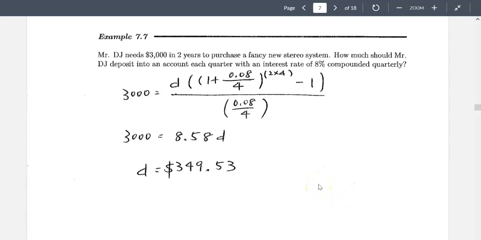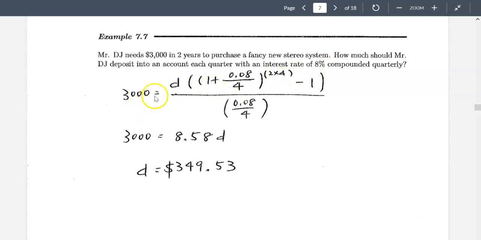Here's another example. Mr. DJ needs $3,000 in 2 years to purchase a fancy new stereo system. How much should Mr. DJ deposit each quarter? Quarter means 4 times a year. That's where the 4 is coming from. The interest rate is 8%, which goes on top here. So what we need to know is how much he needs to contribute 4 times a year.